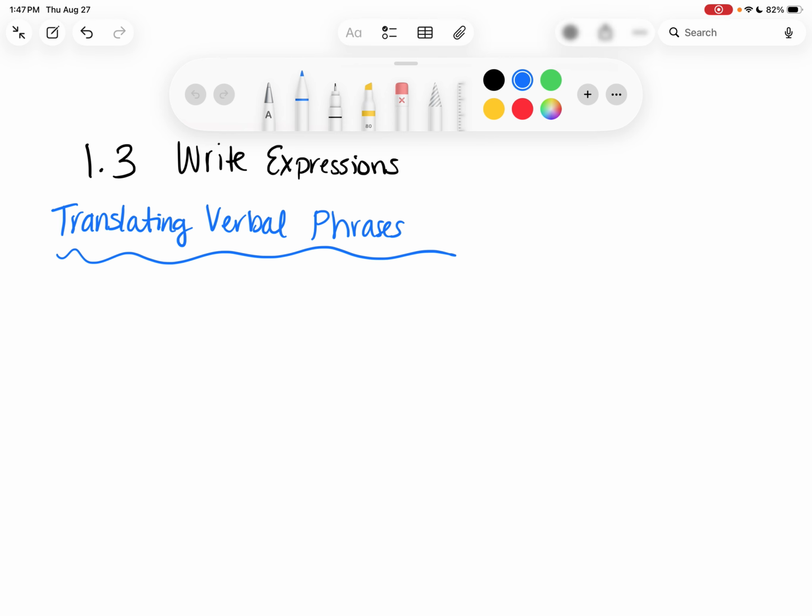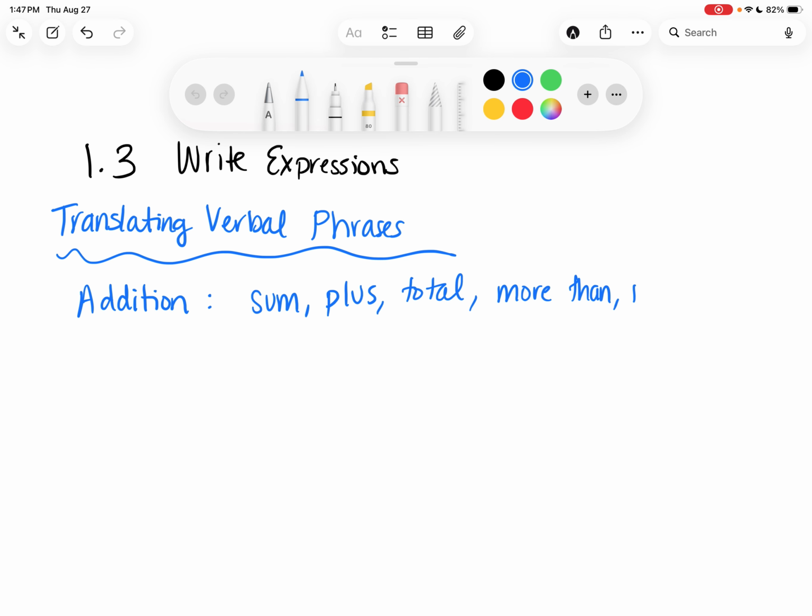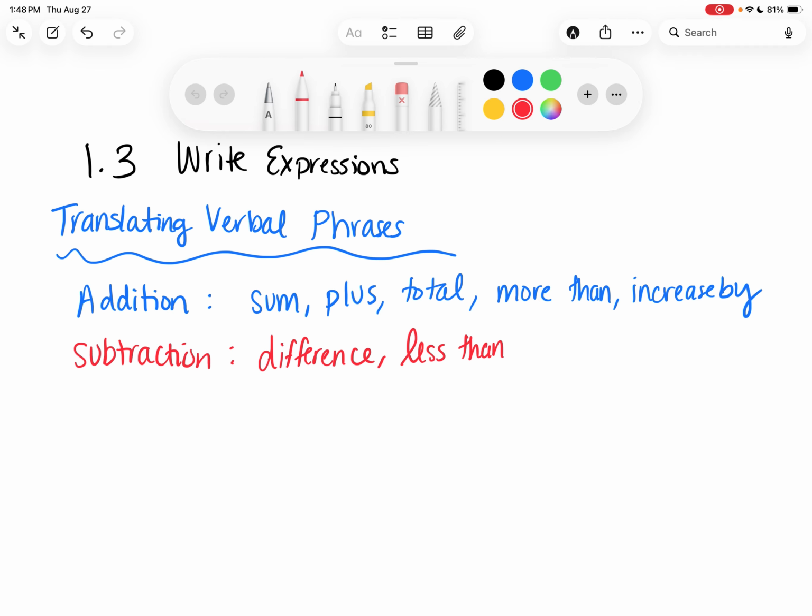So addition occurs when we see the words like sum, plus, total, more than, increase by. Subtraction, we would see the words difference, less than, minus, or decrease by.